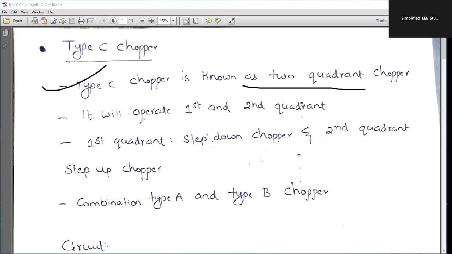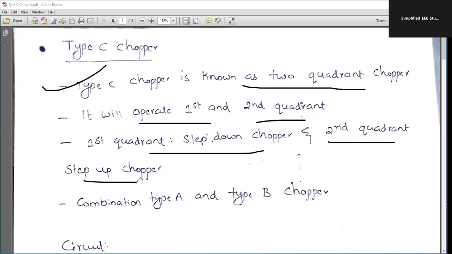Why? Because in the first quadrant, it will act as a step down chopper, whereas in the second quadrant, it will act as a step up chopper. Basically, type C chopper is a combination of type A and type B chopper. So you may call it class C chopper also. There is no need to worry. So this is the introduction part of type C chopper.